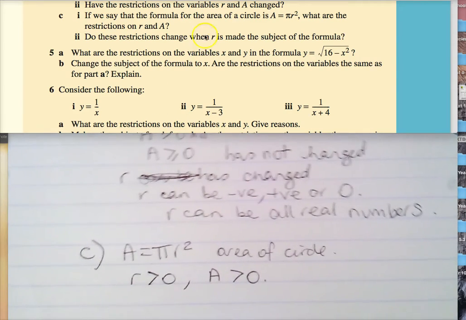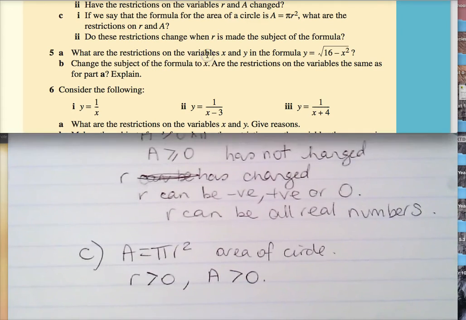All right. So what are the restrictions on R and A? Do these restrictions change R? I couldn't, because that's tricky.